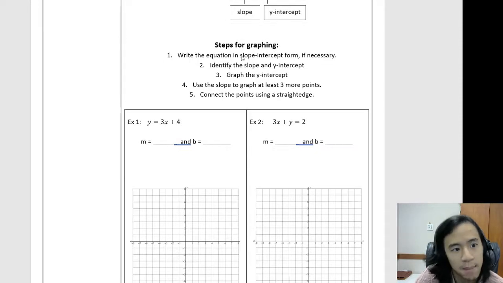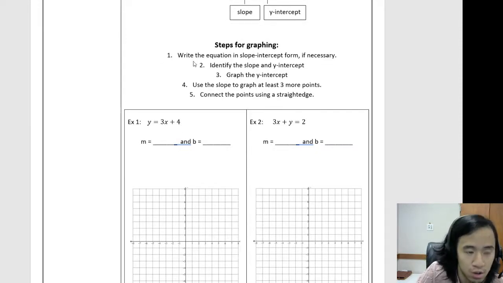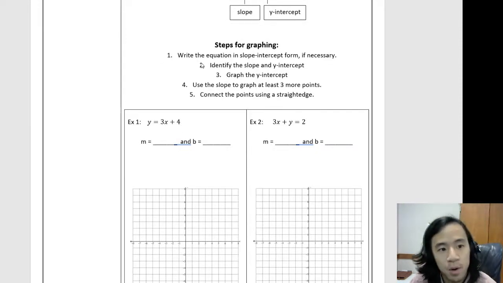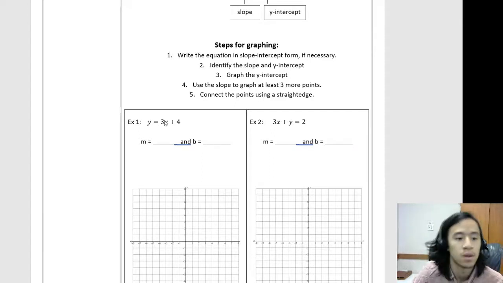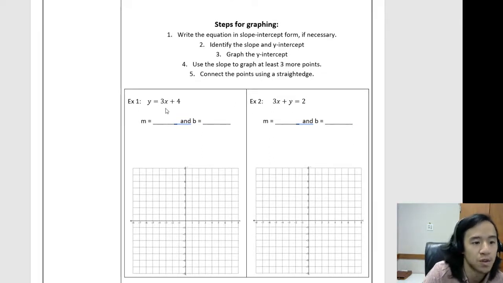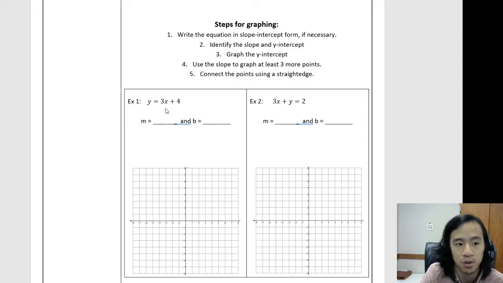Here are the steps. I'm not going to read them out loud to you. Y'all can read, but I am going to follow them. So we already have this in slope-intercept form, which is great. What we have to do is write the slope and the y-intercept. So the slope here is 3, because 3 is connected to the x. And our y-intercept is 4, because that's what's not connected to the x.